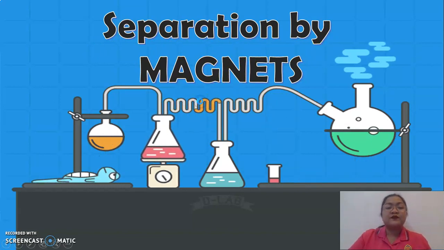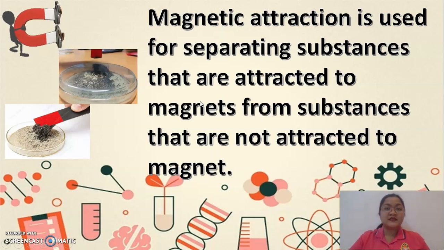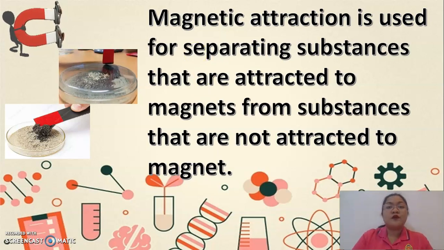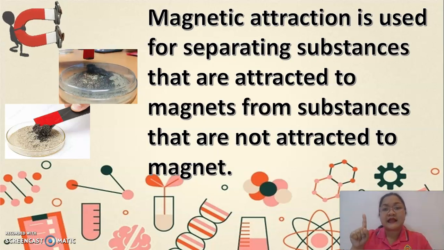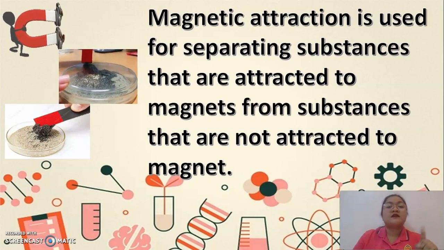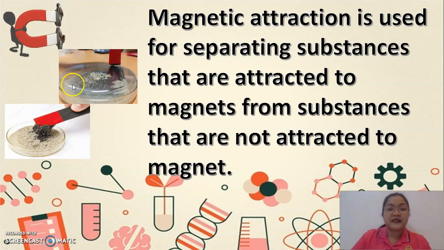Next, we have separation by magnets. When we say separation by magnets, it's the separation of a mixture with one substance attracted to magnet and one substance that is not attracted to magnet. For example, you want to separate sand and metal filings. You can use a magnet to attract the metal filings.